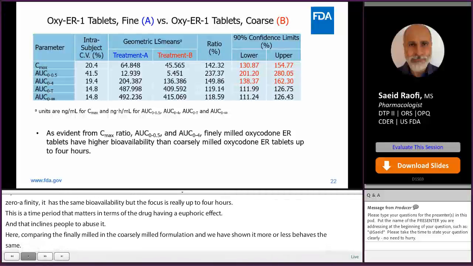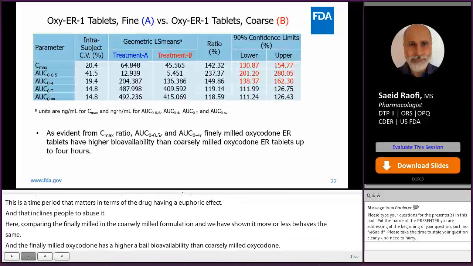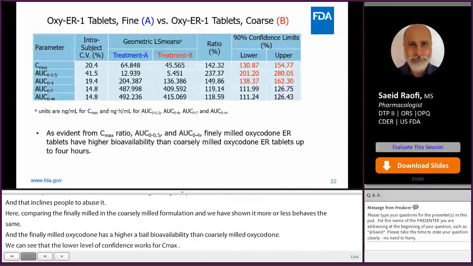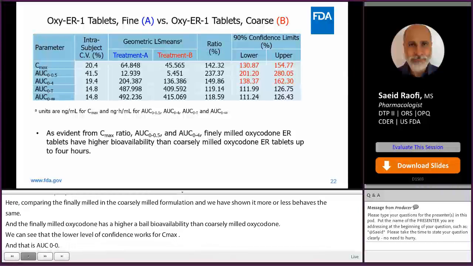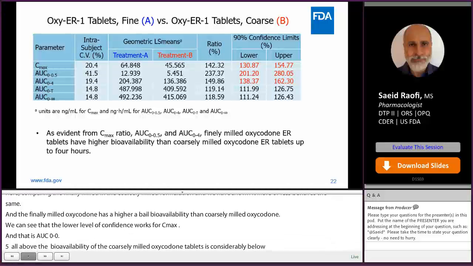So we're looking at the lower limit of confidence intervals, and we'll see that the lower limit of confidence intervals for Cmax, AUC 0 to 0.5 and AUC 0 to 4 hours all fall above the 125% bioequivalence limits, indicating that the bioavailability of the coarsely milled oxycodone hydrochloride tablets is considerably below the bioavailability of finely milled oxycodone ER tablets for the time range that we're interested in as far as abuse deterrence is concerned.